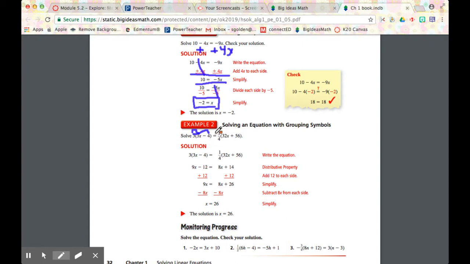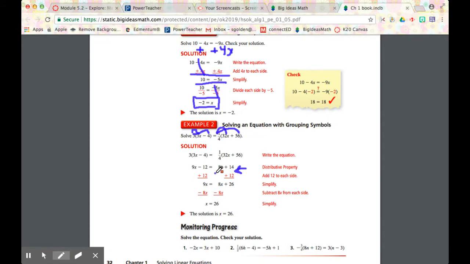Then on the other side, we have to distribute this 1/4 into everything in parentheses. 1/4 times 32x just means what's a fourth of 32, or basically 32 divided by 4. That comes out to 8x plus, and then 1/4 times 56 comes out to exactly 14. So this is our new equation right here. It looks much easier to use. We have to get our x's together first. They show getting these numbers together, but I highly recommend always getting your x's together first.